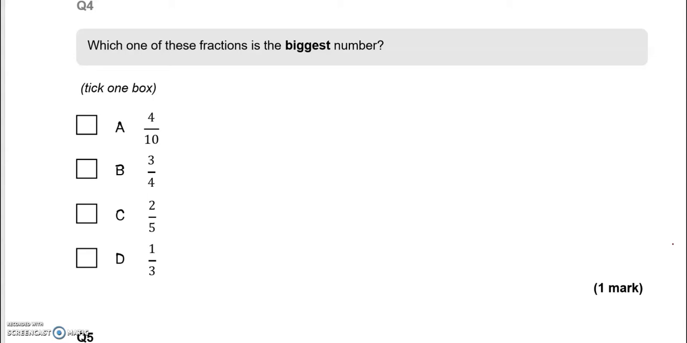However, just looking at the fractions, I can see that 4/10 is smaller than a half. 3/4 is bigger than a half. 2/5 is smaller than a half. 1/3 is smaller than a half. So automatically 3/4 is the biggest number.